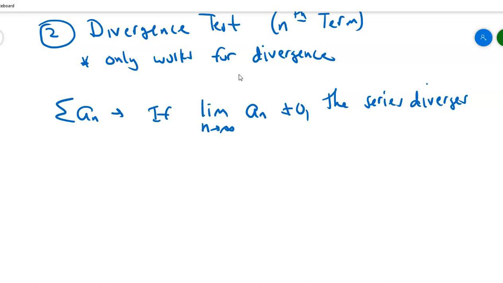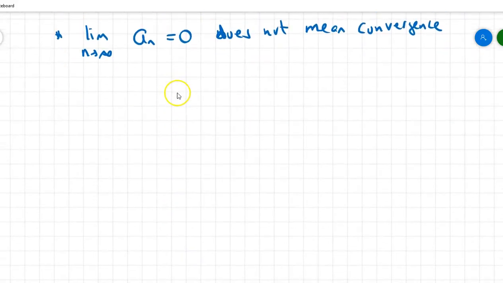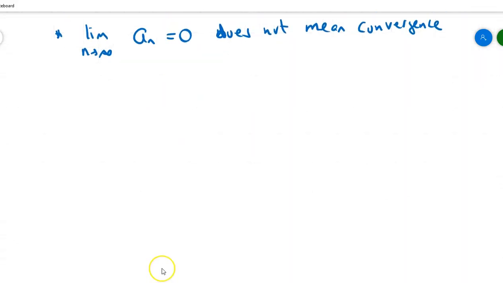But the converse is not true. If the limit does equal 0, that does not mean that it converges, right? So again, my warning: just because the limit of the nth term equals 0 does not mean convergence. And so we'll take a look at a couple of quick examples here.